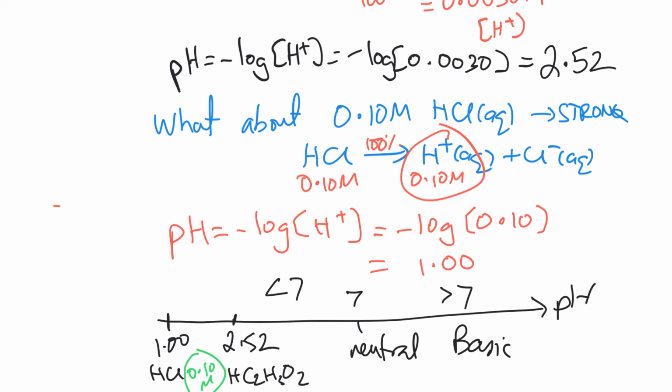Again, this is a logarithmic scale, so you might say, well, that's not too far apart really, but this is 1.5 units apart, so that's quite significant. For every unit, it's a factor of 10, so that's quite a difference in the H+ concentration in the solution.